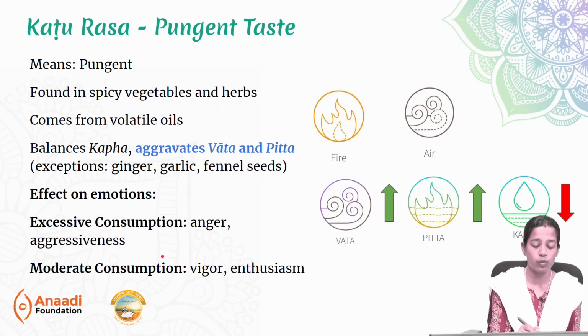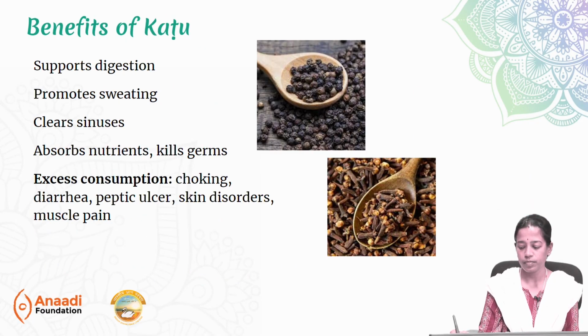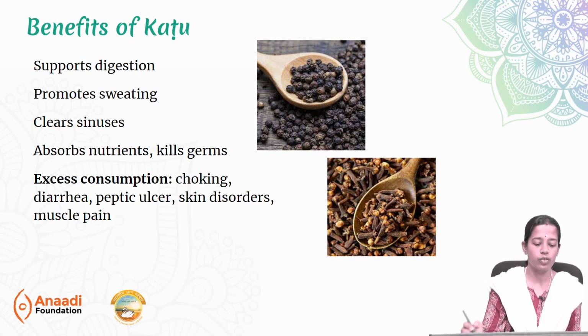When had in excessive quantity, one can understand what a spicy food can do. It definitely causes somebody to get angry and aggressive. While had in moderate consumption, it invokes vigor and enthusiasm. Some benefits of Katu rasa include, it aids in digestion, it promotes sweating.